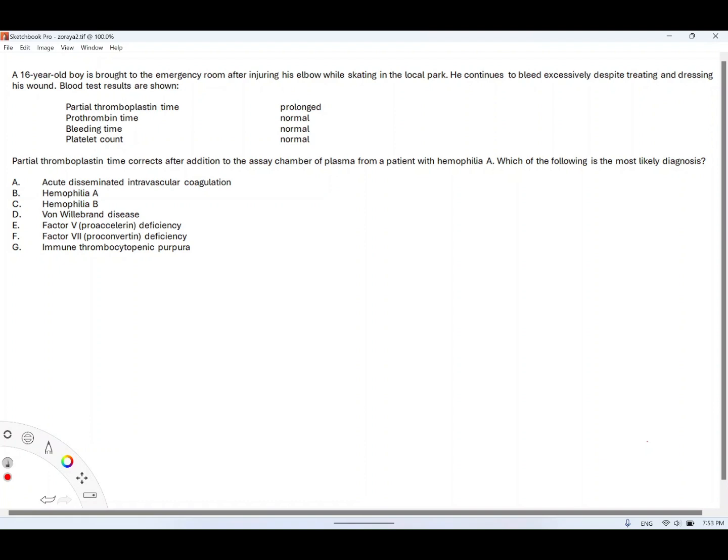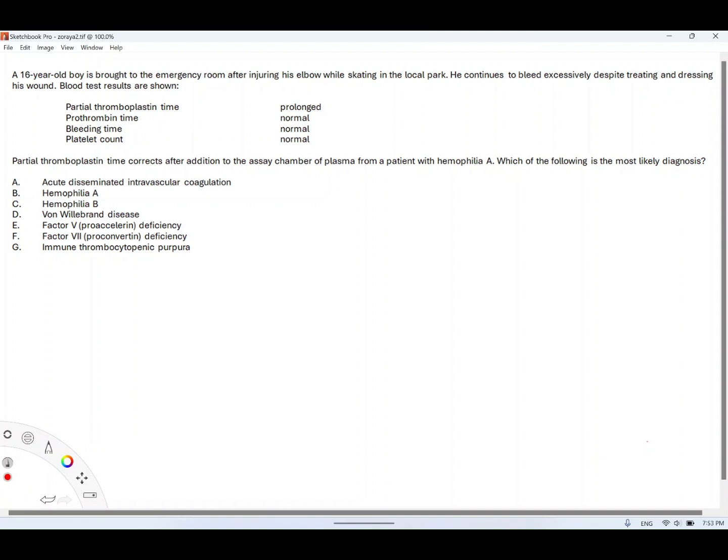Partial thromboplastin time is prolonged. Prothrombin time is normal. Bleeding time is normal. Platelet count is normal. Partial thromboplastin time corrects after addition of plasma from a patient with hemophilia A. Which of the following is the most likely diagnosis?